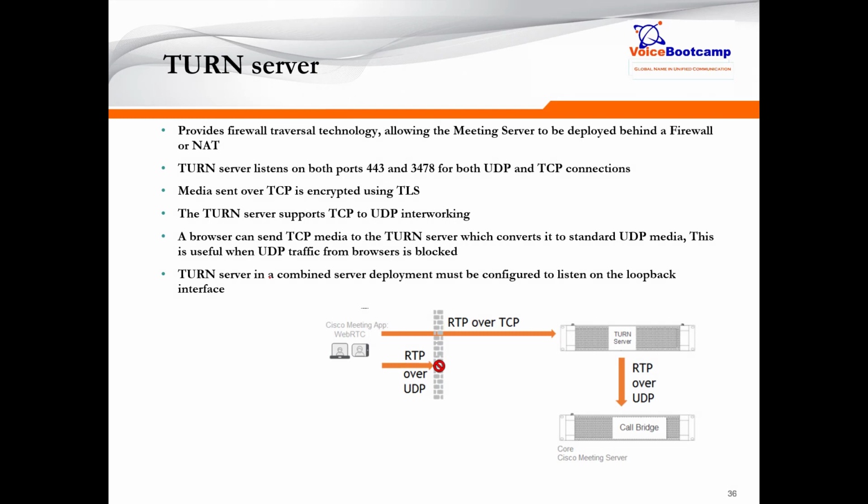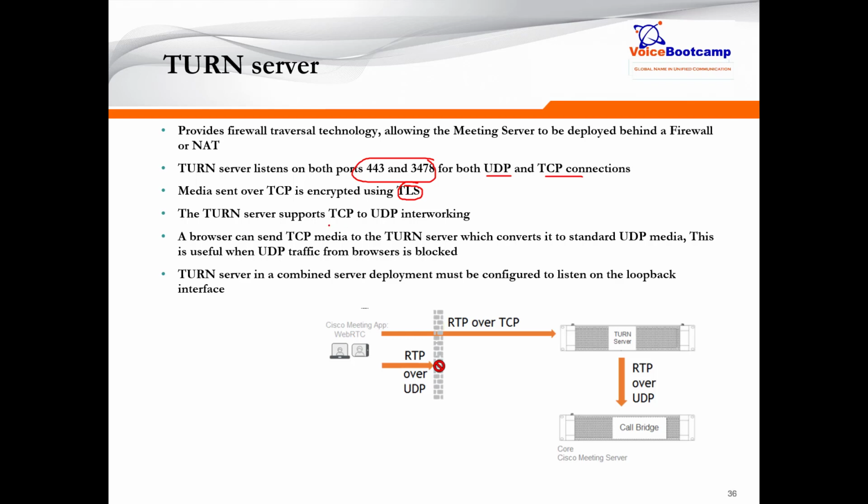Now, we heard about this term a lot, TURN server, which basically provides a firewall traversal technology that allows the meeting server to be deployed behind a firewall on a NAT. The TURN server listens on both port 443 and 3478 for both UDP and TCP connections. Media is sent over TCP using TLS encryption.